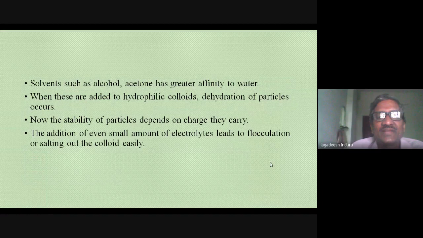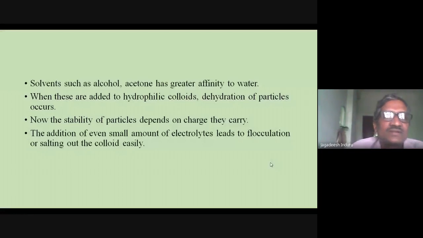Such solvents will also have an impact on hydrophilic colloids, because they take the water from the colloid, make the colloid dehydrated and cause coagulation. So when these solvents are added to hydrophilic colloids, dehydration of the particle occurs. Now the stability of the particles depends upon the charge they carry. Now you see this statement. Once they get dehydrated, the charge comes as the second factor in the case of lyophilic colloids. First is the solvent sheath being replaced, second is the charge. Because it has no impact as the first priority, whether you add a cation or anion is immaterial.